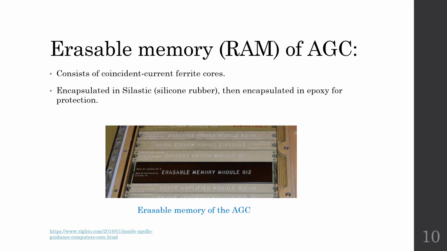Erasable memory of the AGC. It consists of coincident current ferrite cores. These cores are covered by silastic, which is silicon rubber, and then again covered by epoxy for further protection.